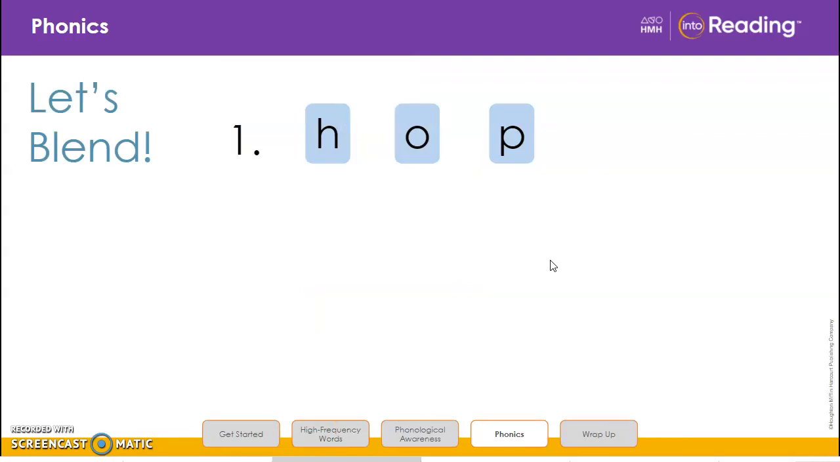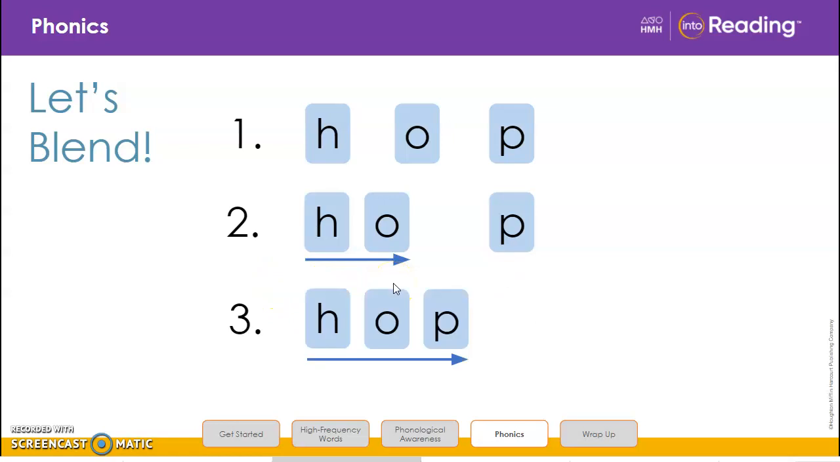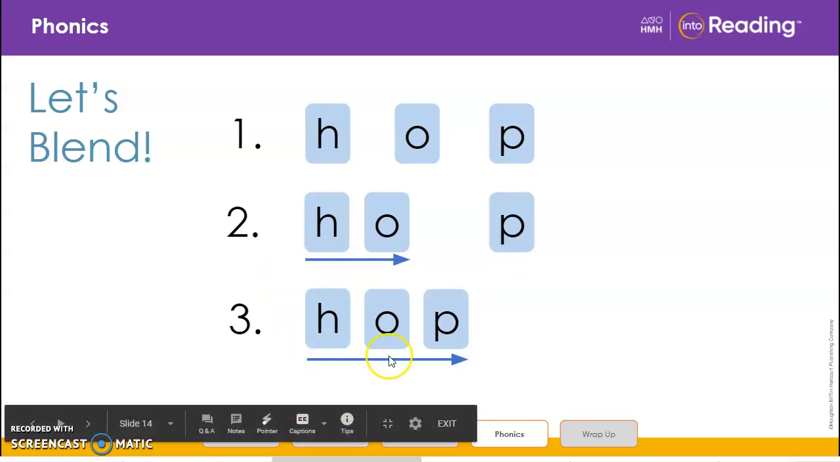Ready to blend some words? Let's go. We are going to blend the letters in line 1 to read a word. The first letter is H. Now let's slide over the next letter in line 2. Let's blend the two sounds. Ho. Now let's blend all the letters together. Ho, p. Read it with me. Hop.